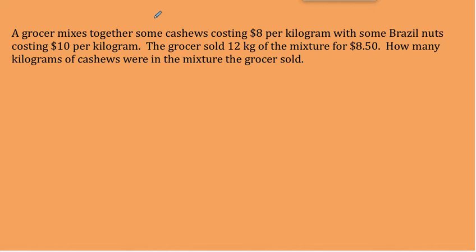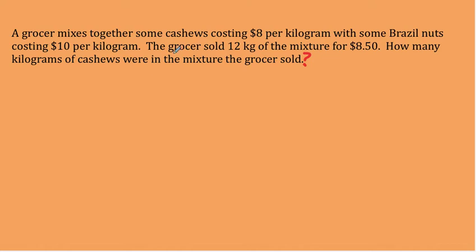A grocer's mixing together some cashews costing $8 per kilogram with some Brazil nuts costing $10 per kilogram. The grocer sold 12 kilograms of the mixture for $8.50. How many kilograms of cashews were in the mixture the grocer sold? So I know what I'm looking for. I'm looking for how many kilograms of cashews were in the mixture sold.